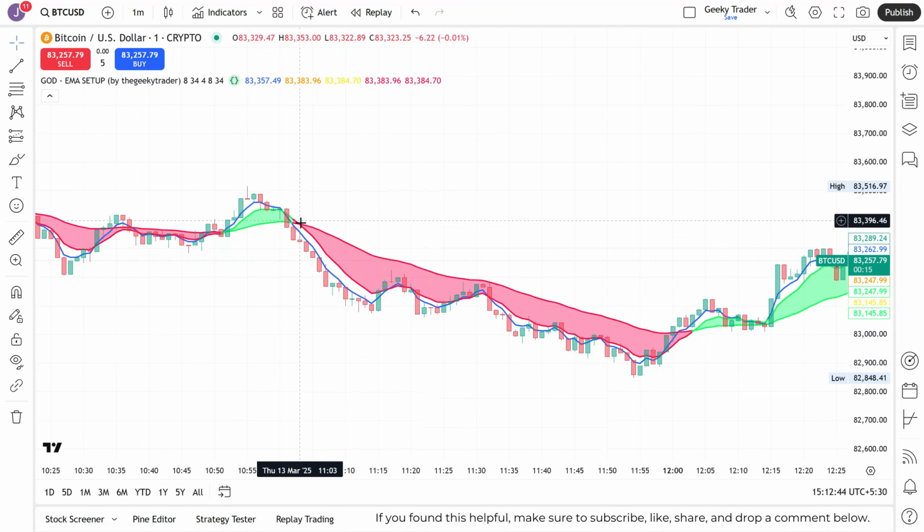Now, let's take a look at a real example on the chart. Notice this area right here. This is where the ribbon is formed, giving us a clear visual cue for a potential trade setup. Here's how we use it for entries and exits.